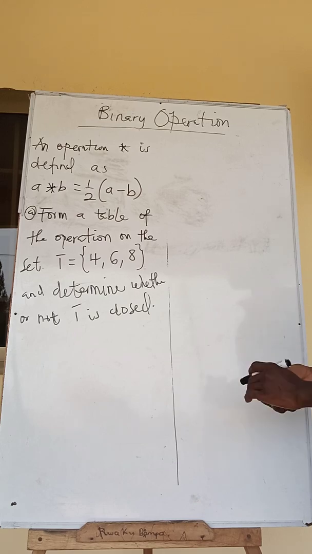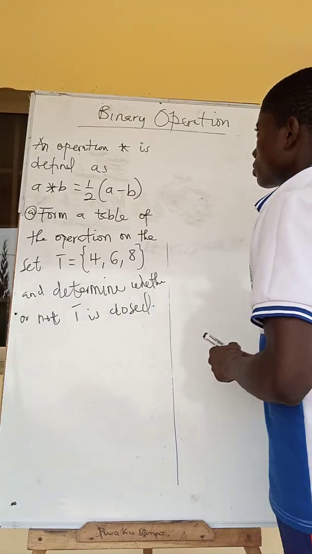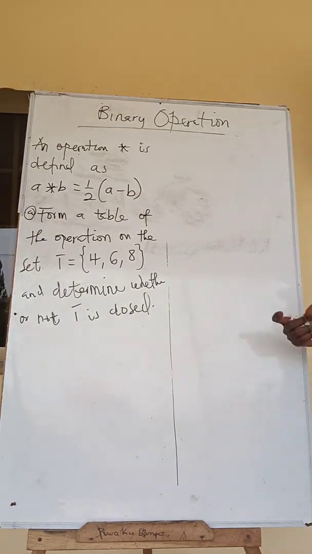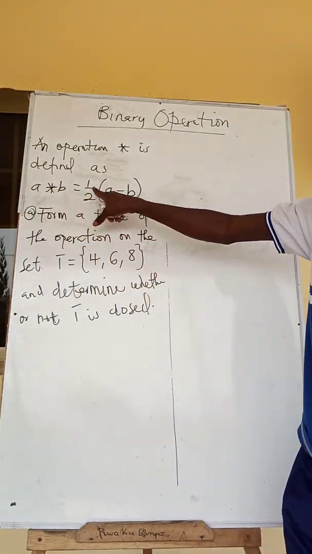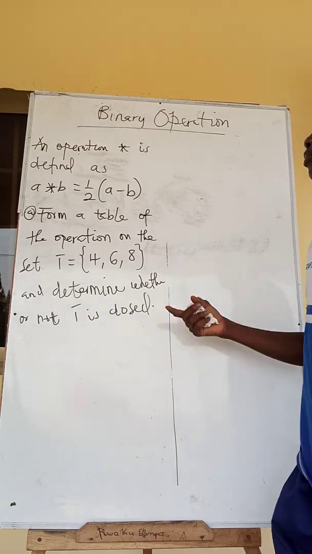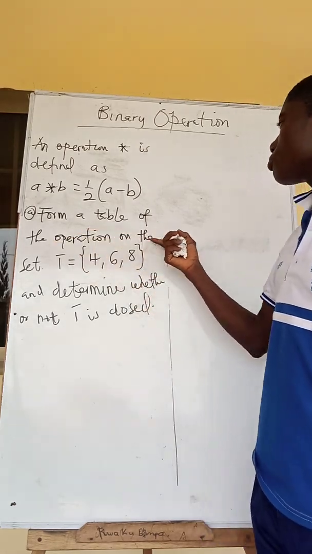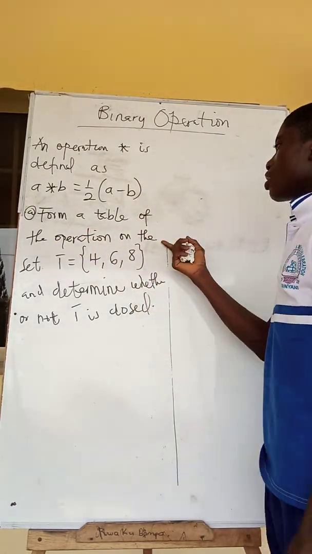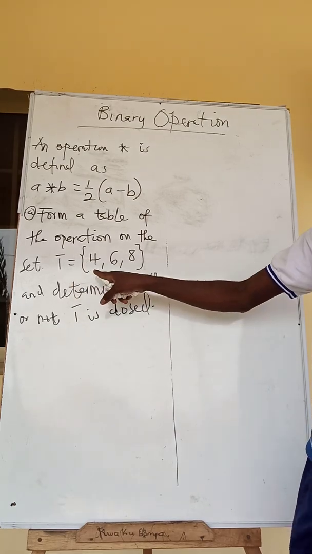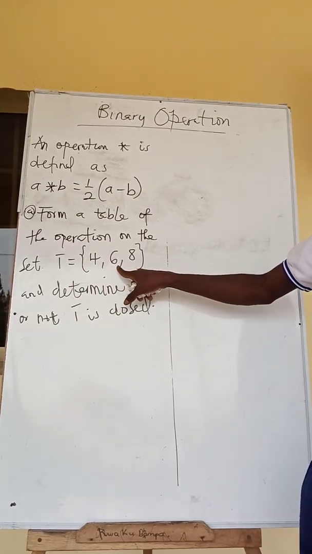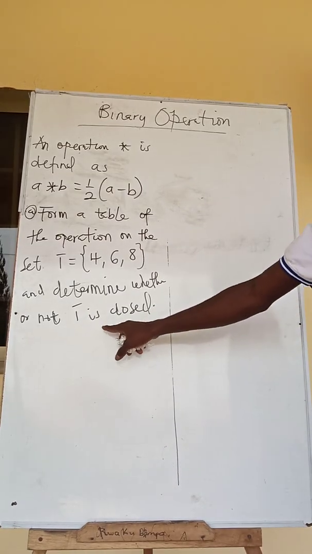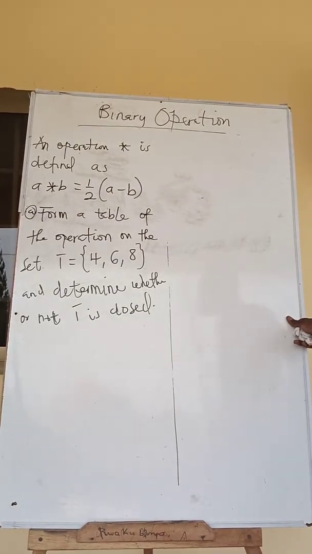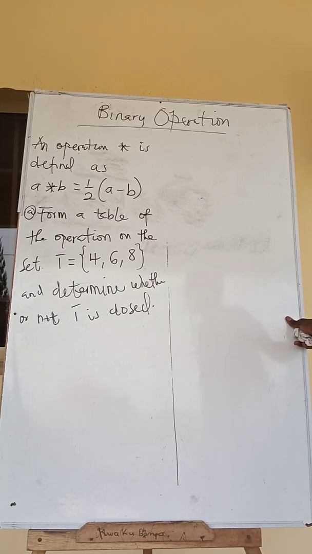We are going to talk more on examples. So here, an operation star is defined as A star B equals half of A minus B. You have to form a table of this operation star on a set T, and these are the members of T: 4, 6, and 8, and determine whether the set T is closed or not.